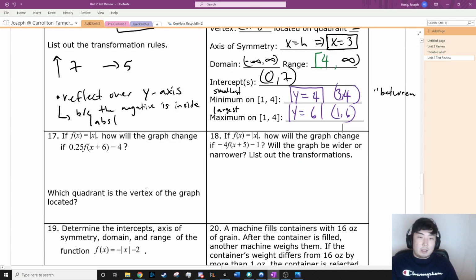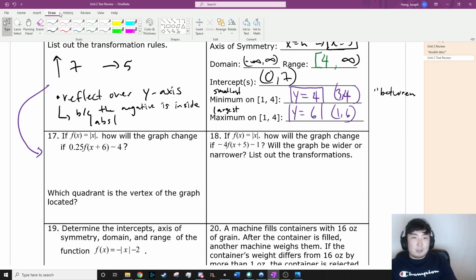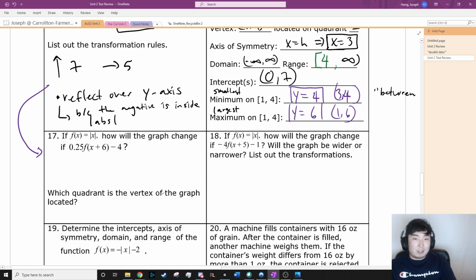17. If f of x is equal to absolute value of x, how will the graph change if you have this equation? So it's pretty much asking you to list out the transformations, kind of very similar to what this is right here. For you to understand this, you have to understand this is 2, 4. This is 2, 4 for sure. As in, what does this do? What does this do? What does this do? So anytime there's a number, you need to figure out what does this do to the graph.